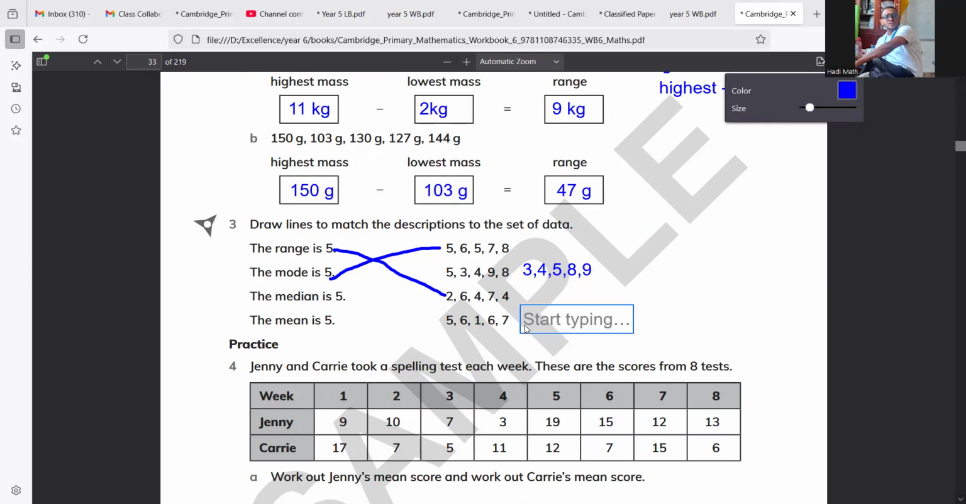It is 1, 5, 6, 6, 7. Here the median is 6. So no, the median is 5. It's only for the second one. The median is 5.